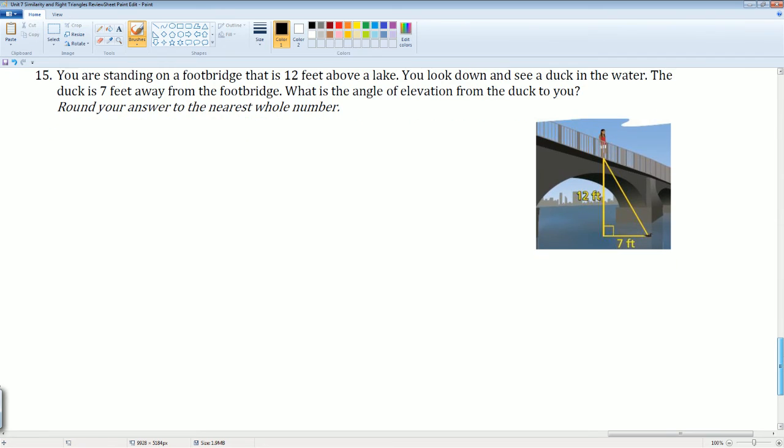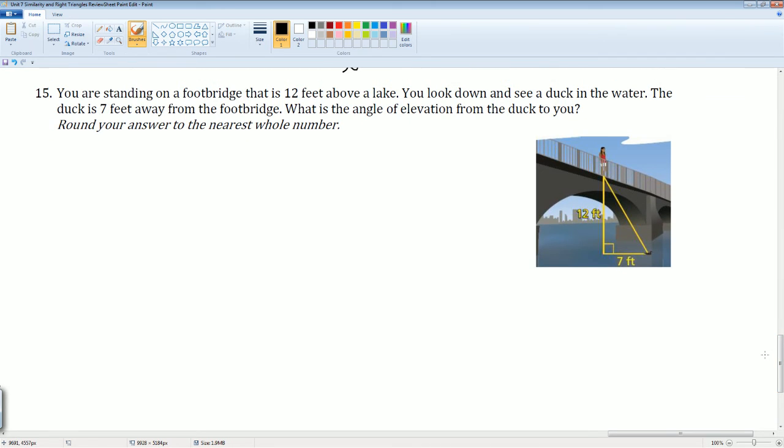15. You're standing on a footbridge that is 12 feet above a lake. You look down and see a duck in the water. The duck is 7 feet away from the footbridge. What is the angle of elevation from the duck to you? Round to the nearest tenth. So we draw the triangle. It should look like that. The box just shows it's a right triangle.